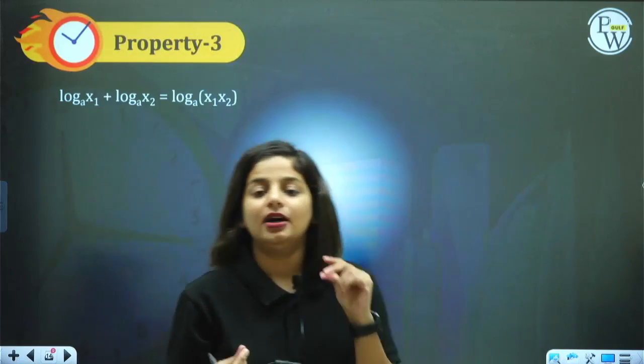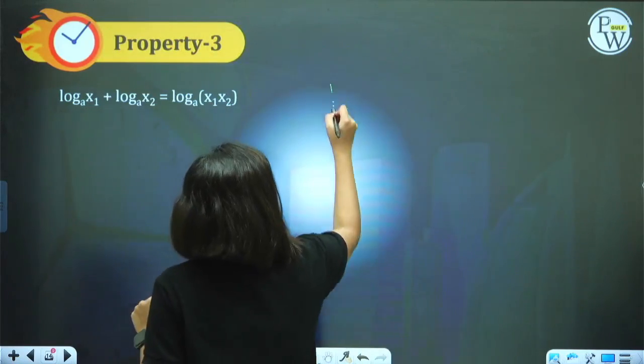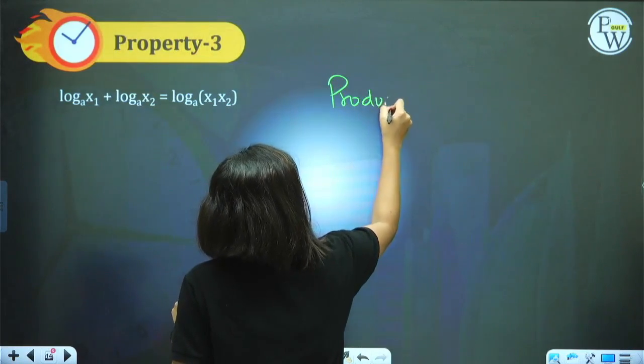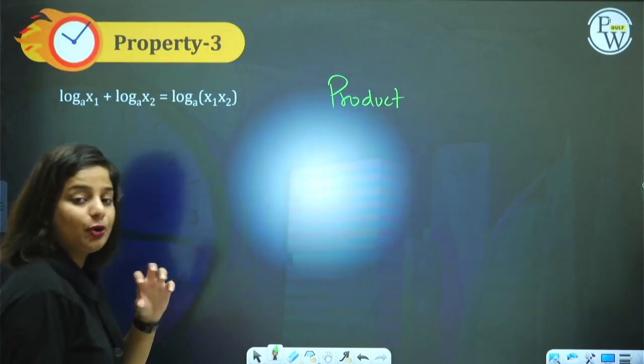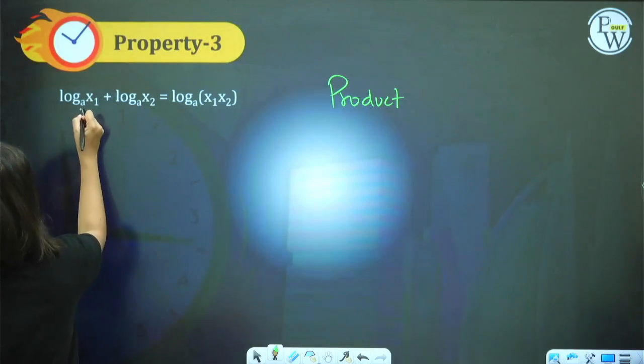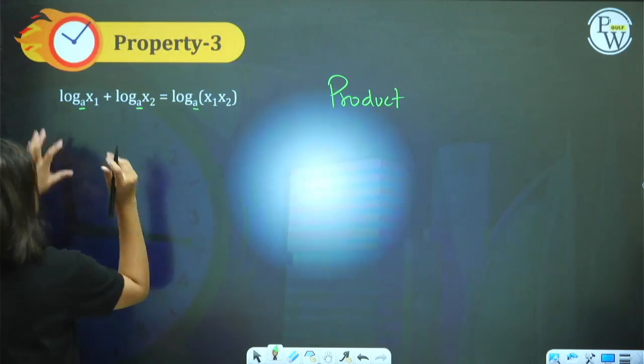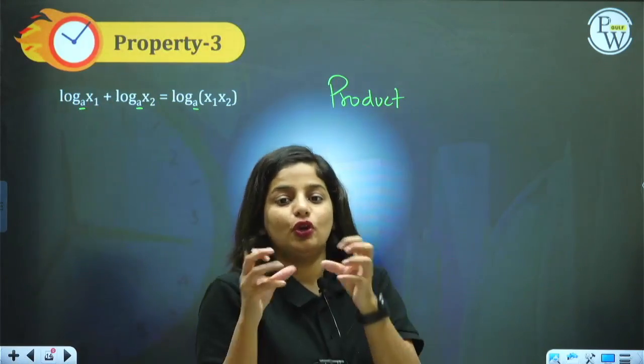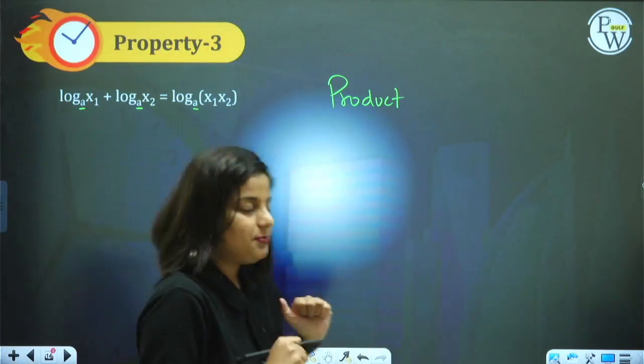Property 3, the product law. It is the product law of log. When you apply the product law, make sure that the bases are the same. Addition of logs converts into multiplication, provided the bases are the same.